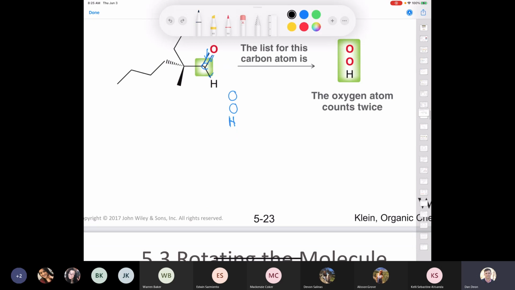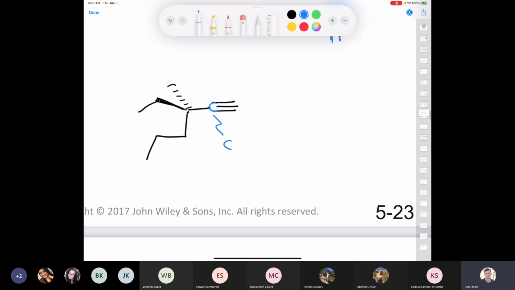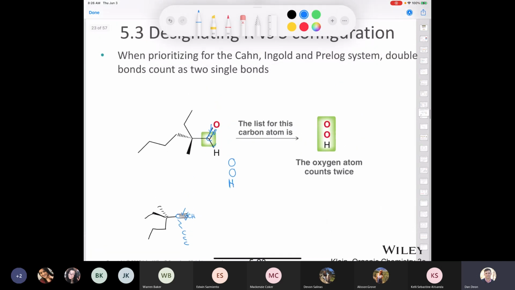So let's say you had a carbon like this, that you had a methyl, and then an ethyl group here, then a propyl group like this, and then if you had this with a triple bond, what is this carbon attached to? This one right here is attached to carbon, carbon, carbon, because there's a carbon here. Okay, so that's the way you would treat a triple bond. All right, there you go.